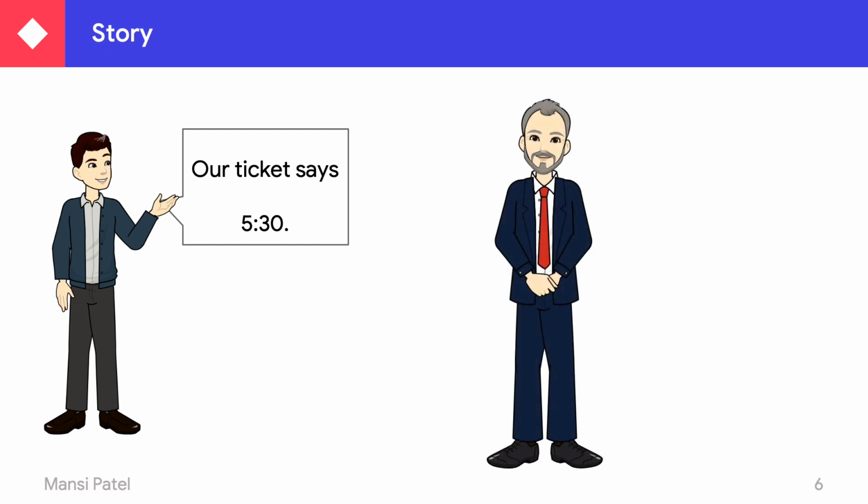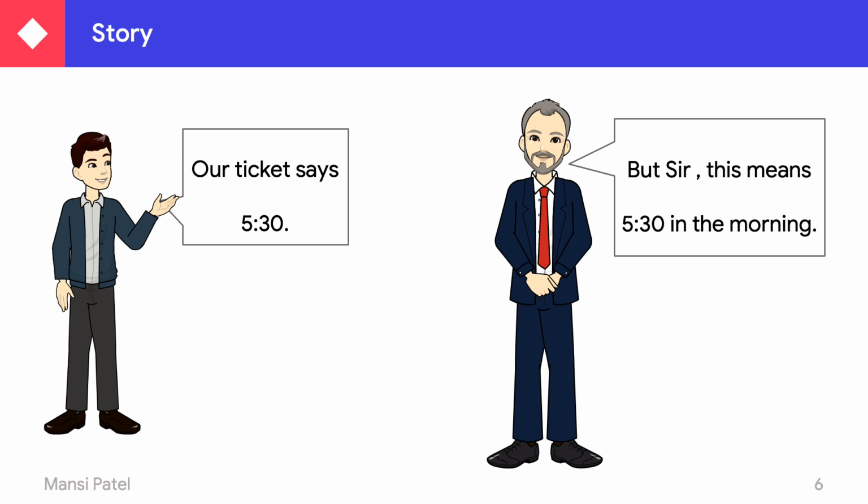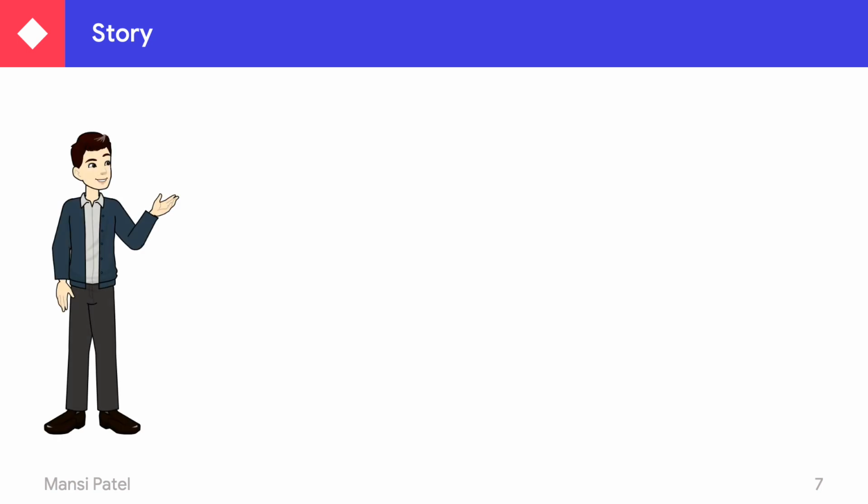So the station master says, "But sir, this means 5:30 in the morning." See here, his father says that the time for the train is 5:30. He thinks that this 5:30 is for the evening, but actually this time is for the morning. When the station master says that the time for the train is 5:30 in the morning, his father says, "Why? How did this happen?"